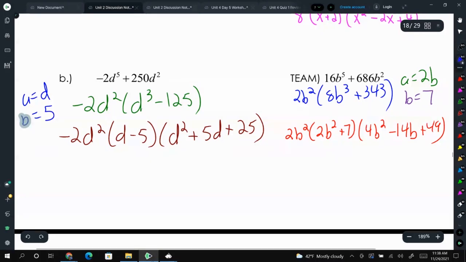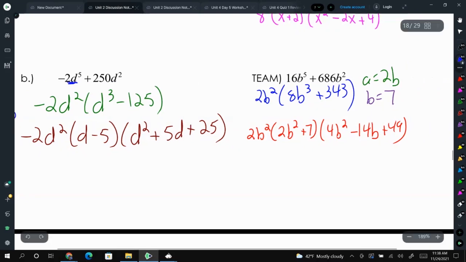The one on the left, letter B, you need to factor out a negative value because we want our leading coefficient to be positive. So once you factor out a negative 2d squared, you're left with d to the third minus 125, and then you can do your difference of two cubes.